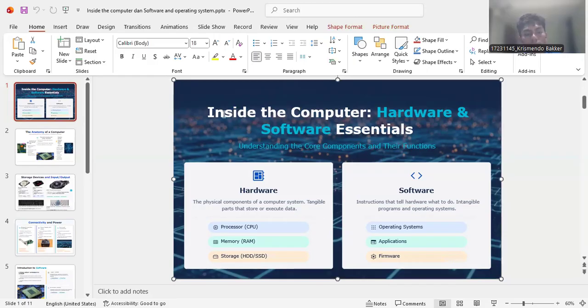Here I want to explain two topics: inside the computer, and hardware and software. What is the hardware and software? What is inside the computer? The first is hardware. Hardware is the physical component of a computer system, the tangible parts that store and execute data.